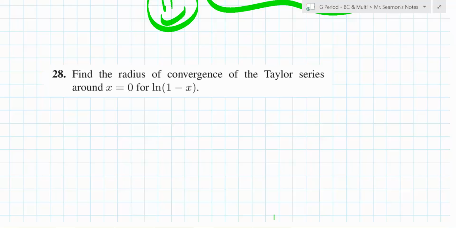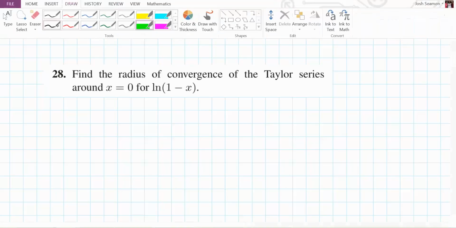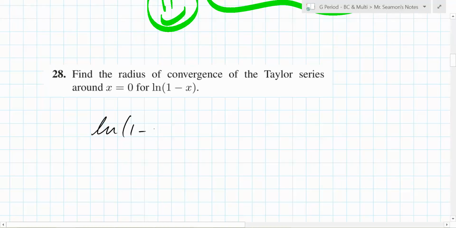Does it work out pretty well? No, I'm just going to look it up. The general form of this. You find out that ln of 1 minus x is going to be, I think it comes out to be negative x minus x squared over 2.